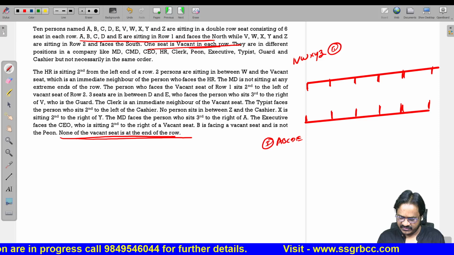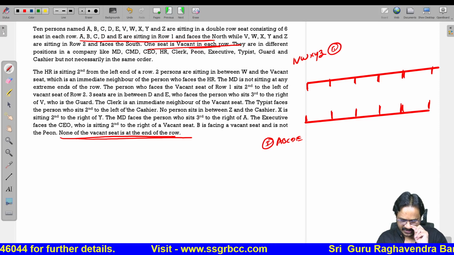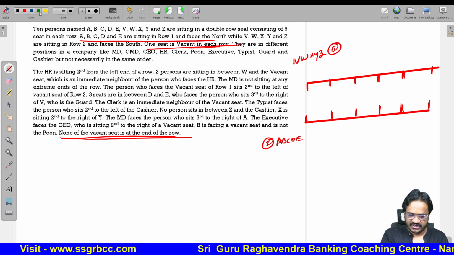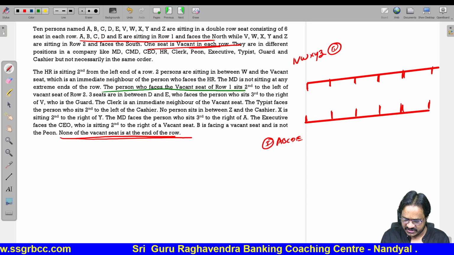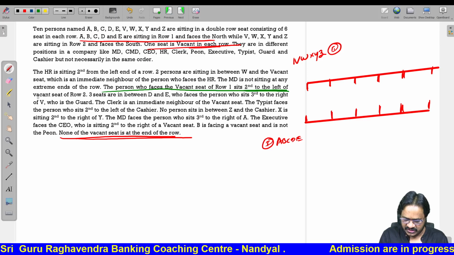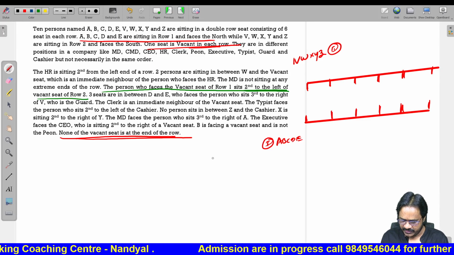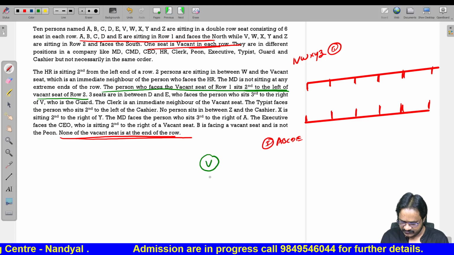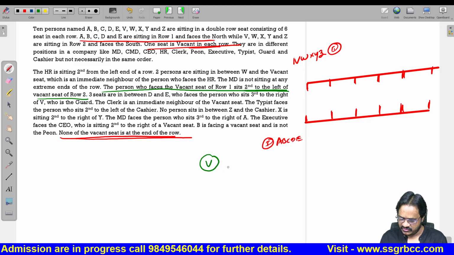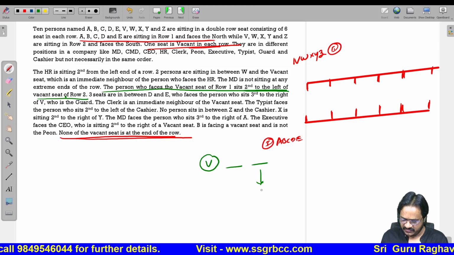HR is sitting second from left hand. Two persons are there between W and vacant. MD is not at extreme end. The person who faces the vacant seat of row 1 sits second to the left of the vacant seat of row 2. Okay, this one we can start from here. Row 2 means the south facing. So the person who faces the vacant seat of row 1 sits second to the left of the person who is sitting on the vacant seat of row 2.